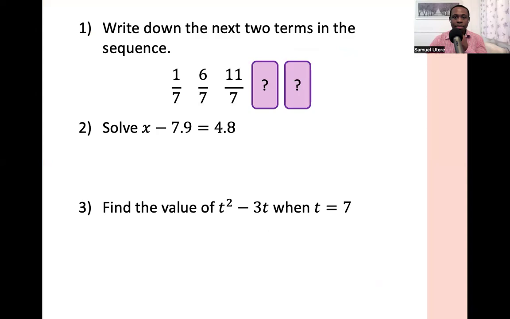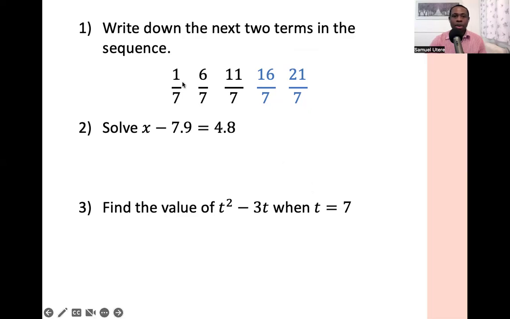Let's discuss them. So for the first one, I think you noticed that this is a linear sequence. You can see that between 1 and 6, the difference is 5, and between 6 and 11, the difference is 5. So it is changing by the same amount every time, and that is what defines a linear sequence. A linear sequence is a sequence that is increasing or decreasing by a constant difference, or in everyday language, the same amount. In this case, we see that it's changing by 5/7 every time. Okay, so the denominators are the same, 7, so we're simply just adding 5 to the numerator.